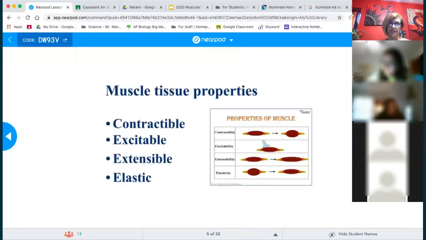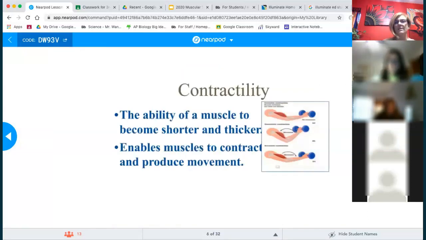So here are the characteristics I was looking for. This is one that not everybody got, or you might have added the description because it wasn't spelled out necessarily in the book. So contractility, excitability, extensibility, and elasticity. And these are graphics trying to indicate what each of those mean. So contraction is simply getting smaller. So the ability for the muscle to get shorter and thicker.